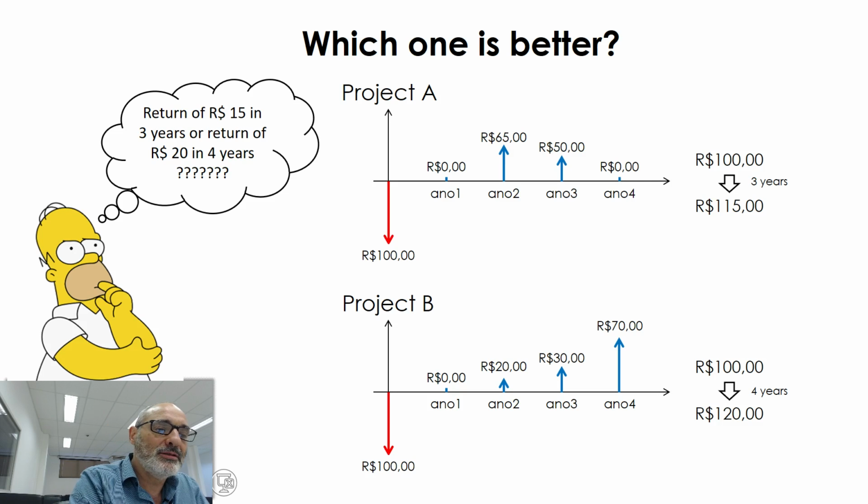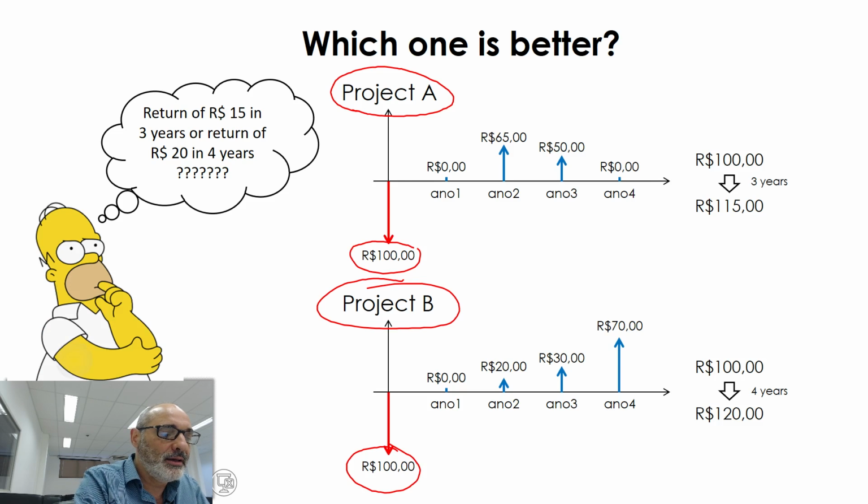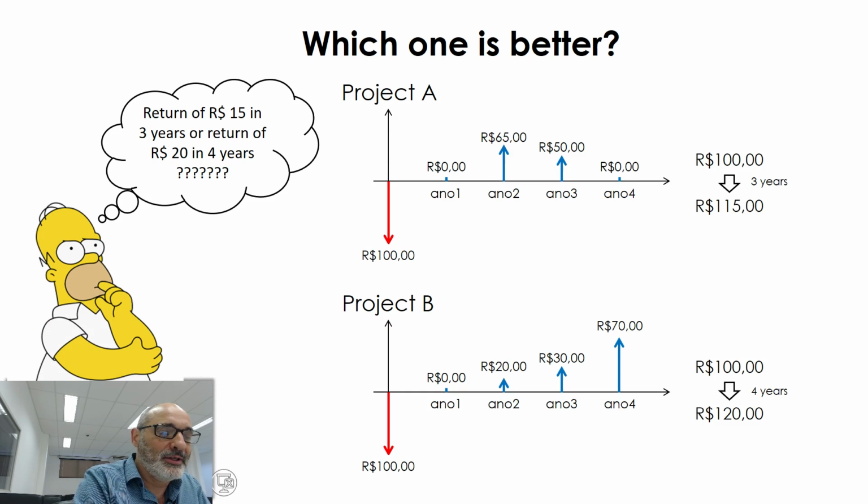So to explain the concept, let me put you a situation. We have two projects, project A and project B. The cash flow of project A is something like that. In both projects, we're going to spend 100 reais. Let me erase, I'm polluting my slide too much. But in project A, in the first year, we get 0. In the second year, we get 55. In the third year, 50.